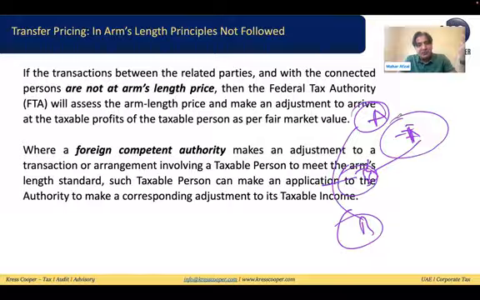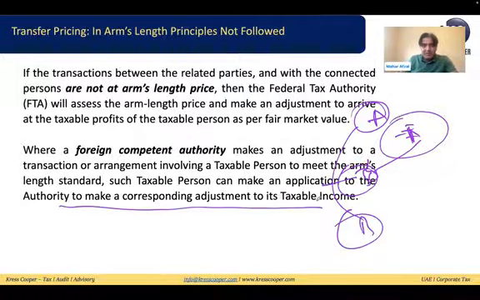They will advise for the adjustment. This adjustment will be incorporated by the businesses. Taxable profit will be adjusted. At the end, tax will be applicable on the adjusted taxable profits. In the same way, if this is a cross-border transaction and the foreign competent authority makes any adjustment, this adjustment will be passed on to the local tax authorities, and the local tax authority makes a corresponding adjustment in the taxable income of the related person.